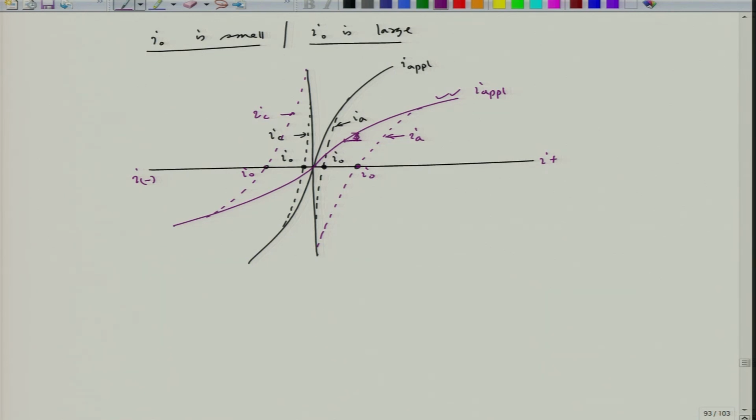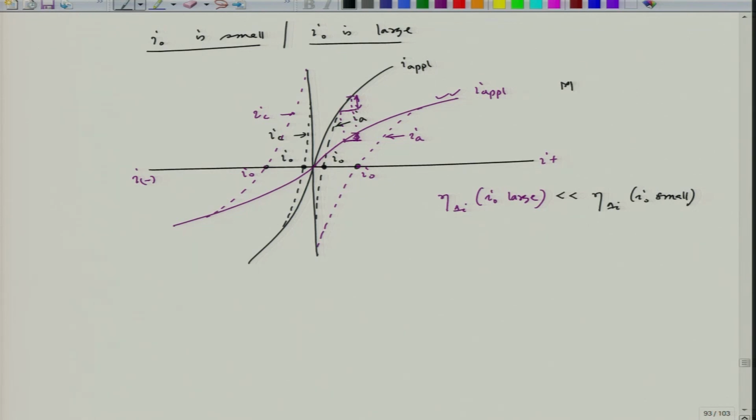Let us say the same perturbation I give to the case where I0 is small, this is my small current perturbation, and then the potential difference would be this much. So, that means we could see that the overvoltage eta for delta I in the case of I0 large is smaller than eta delta I for I0 small.